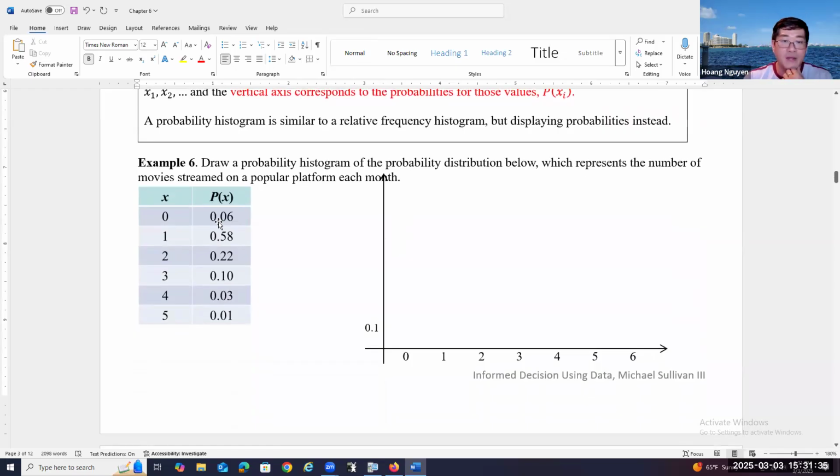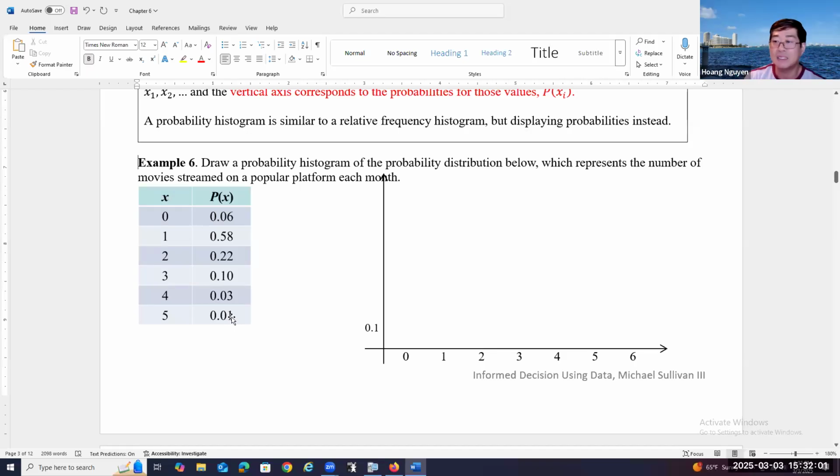So draw the probability histogram of the probability distribution below, which represents the numbers of movies streamed on a popular platform each month. So the numbers of movies streamed could be 0, 1, 2, 3, 4, 5. And the corresponding probabilities are 0.06, 0.58, 0.22, 0.10, 0.03, and then 0.01.